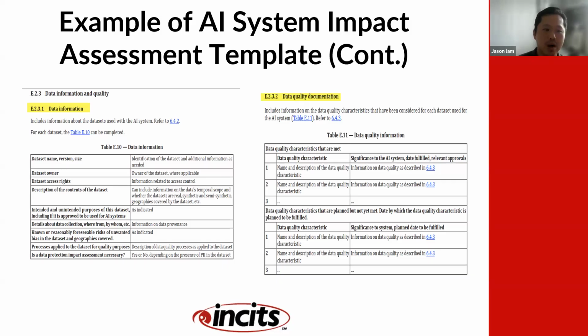Going more into data quality documentation, the example shown in ISO 42005 Annex E allows organizations to possibly consider and document additional data quality characteristics that apply to the context of how it's being used, such as data quality requirements and how they're being met or not met, as well as the use of data quality within the AI lifecycle during AI system development.